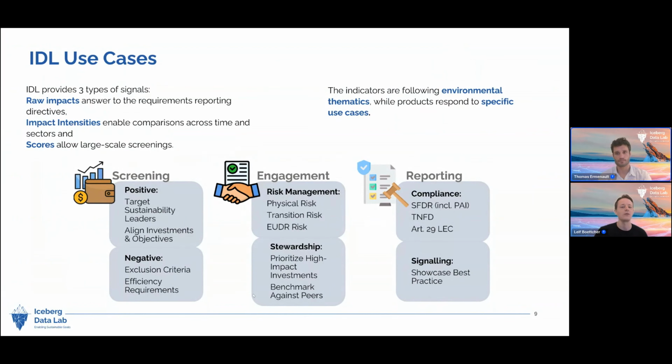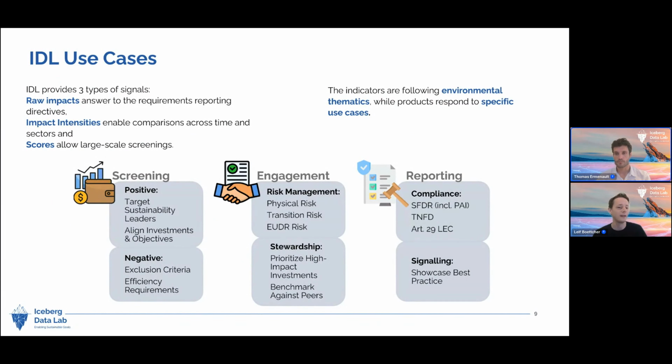So first off, what are the general use cases that we want to enable. There are here 3 of the categories that Thomas already mentioned. Now maybe a little detail about how that's done. On the top left, you see that we provide 3 different types of signals. So for example, raw impacts would be something like just the amount of GHG emissions or the amount of land occupied, for example, for cattle grazing.